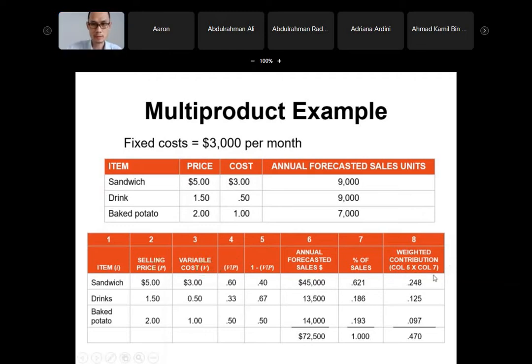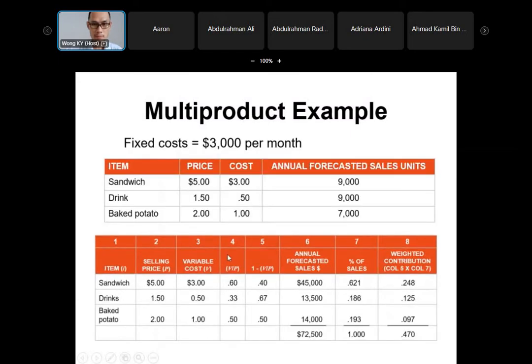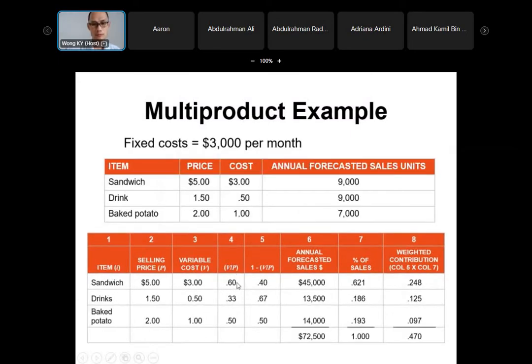Why do we need this? Because you see the formula, we have V divided by P. So you create a column, calculate V divided by P, and then you create another column, calculate 1 minus V divided by P. So V divided by P for sandwich is 3 divided by 5, you get 0.6. For drink is 0.5 divided by 1.5, you get 0.33. For baked potato is 1 divided by 2, you get 0.5.